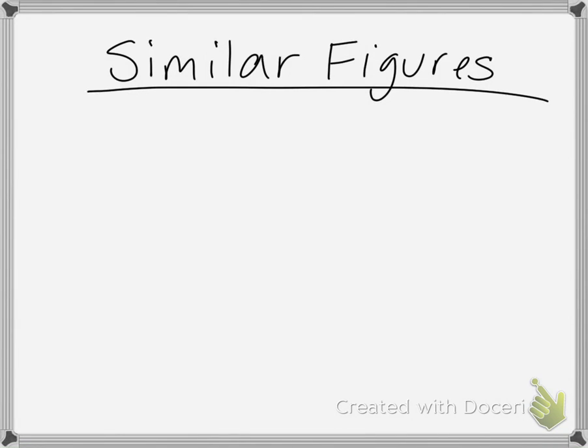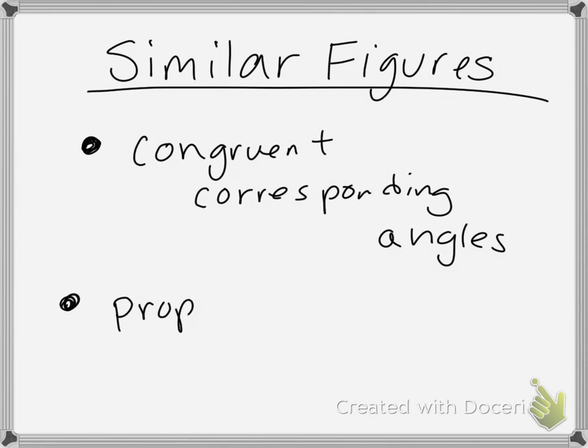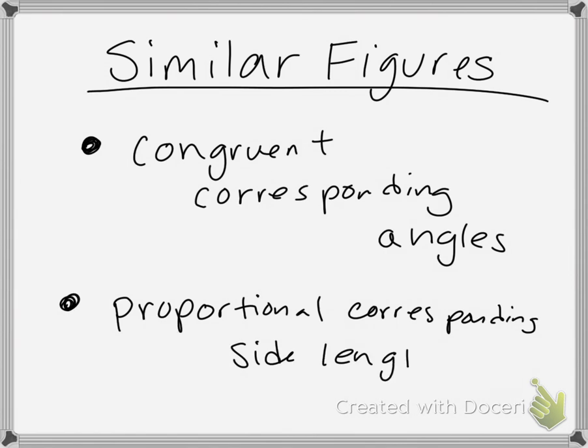Figures. They have to have congruent, corresponding angles, and they have to have proportional, corresponding side lengths. Similar figures are just a dilation, or they're scaled up or down from each other. Yes, this is what it means to be similar.